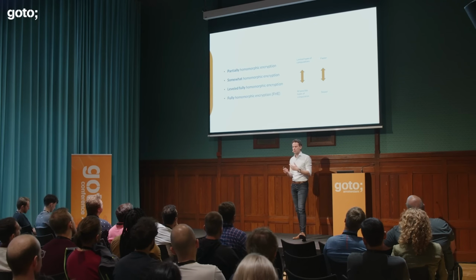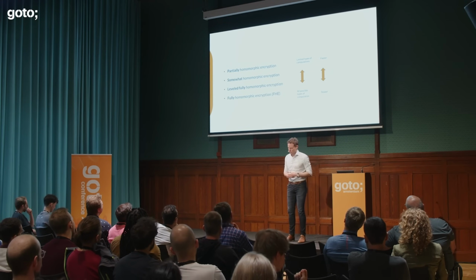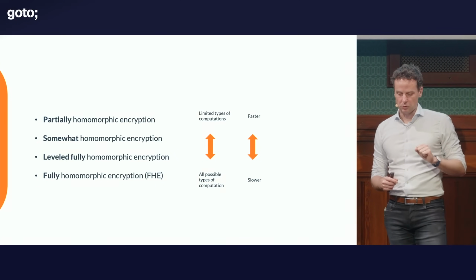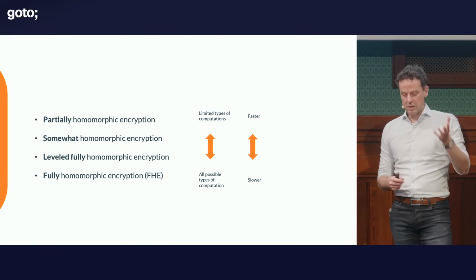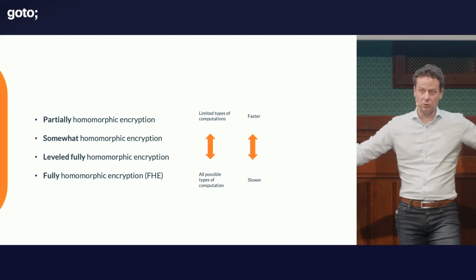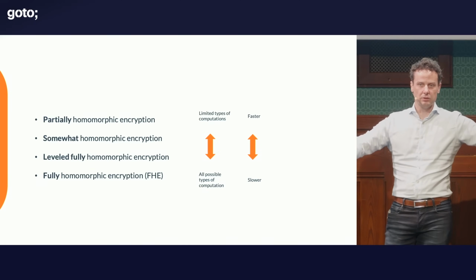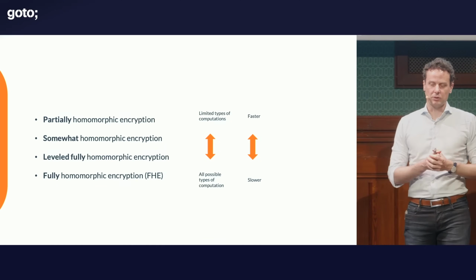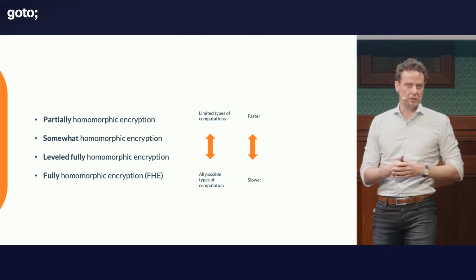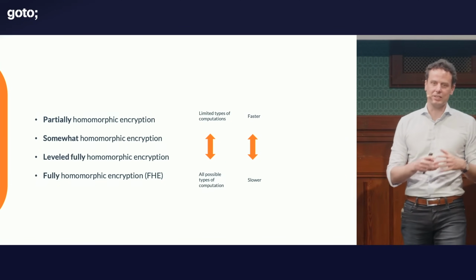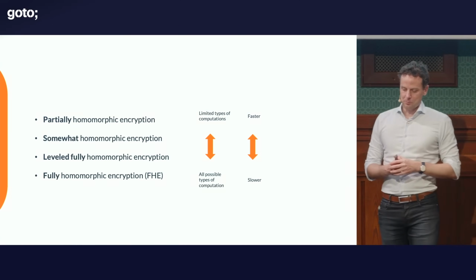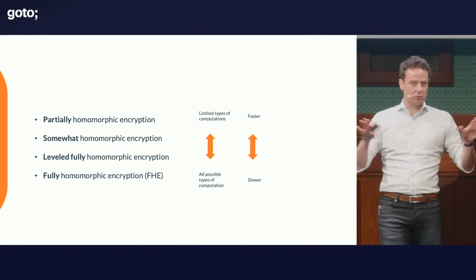It's been around for a couple of years now, and it's getting faster and faster, but it is still quite slow, and that's also what you see here. At the top, you can do only a limited amount of types of computations. With fully homomorphic encryption, you can do anything you want, fully encrypted, but it's pretty slow. And sometimes the ciphertexts are also big, or the key material can be quite big, as in the key material is in gigabytes. So the private key is in gigabytes. Which is still doable, by the way, with current hardware.